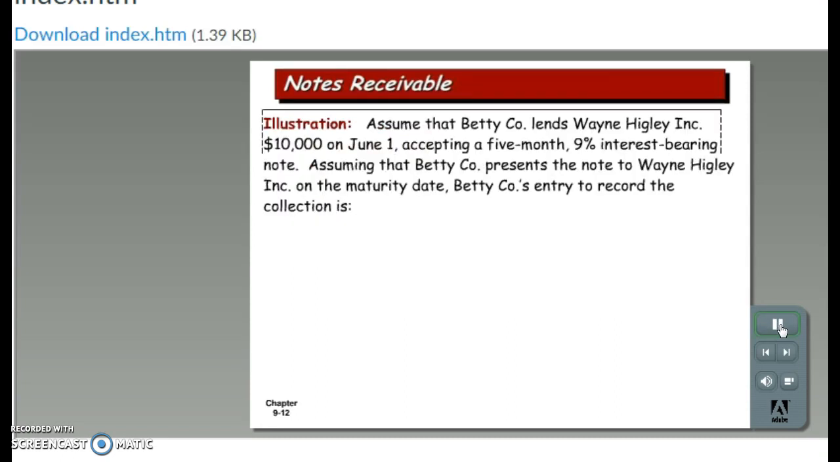To illustrate, Betty Company lends Wayne Higley $10,000 on June 1, accepting a 5-month, 9% interest-bearing note. The journal entry Betty Company records on June 1 is an increase or debit to notes receivable and a decrease or credit to cash. Wayne Higley, on the other hand, would record a note payable.